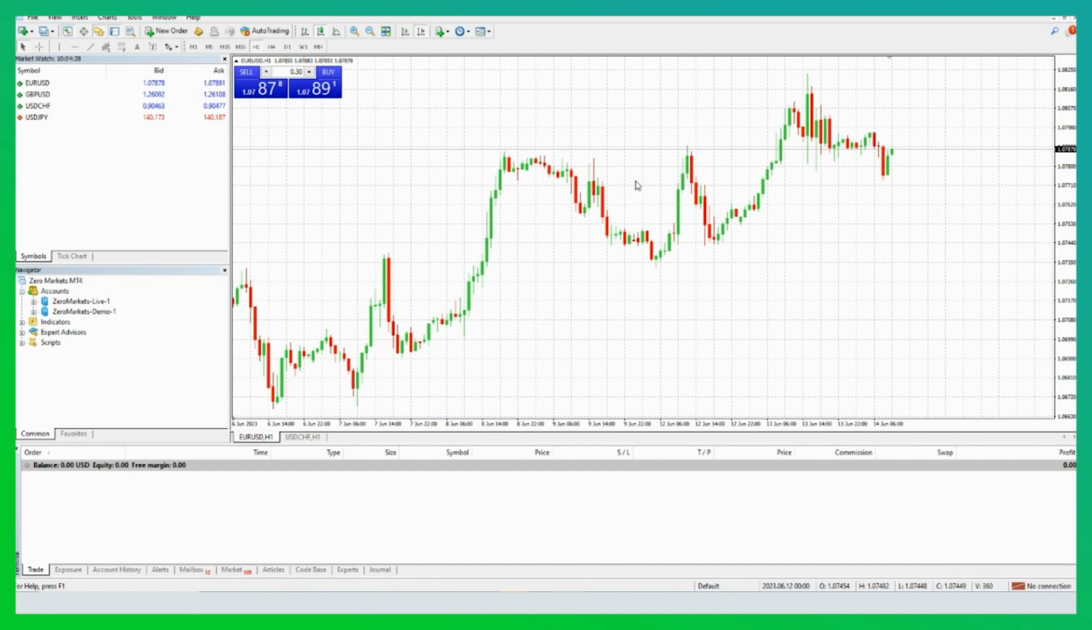Among the most commonly experienced problems are frozen charts and the inability to trade. We will address the underlying causes and provide effective solutions to overcome these obstacles.